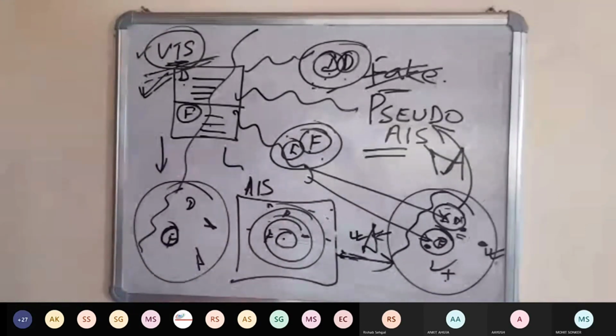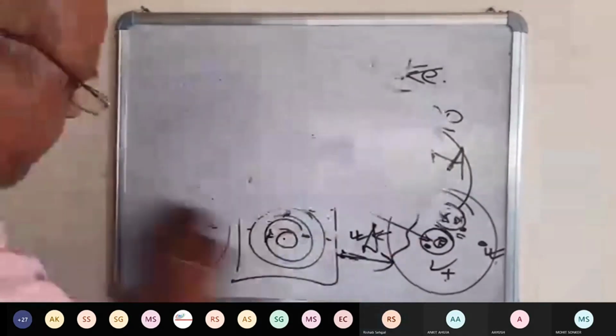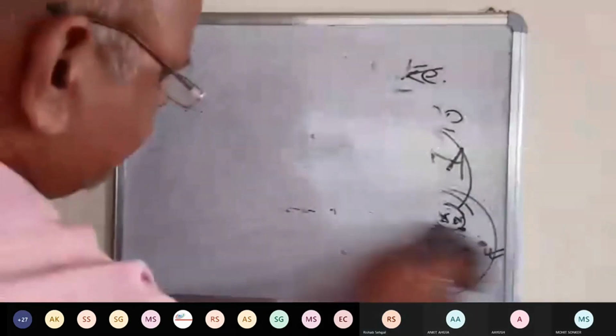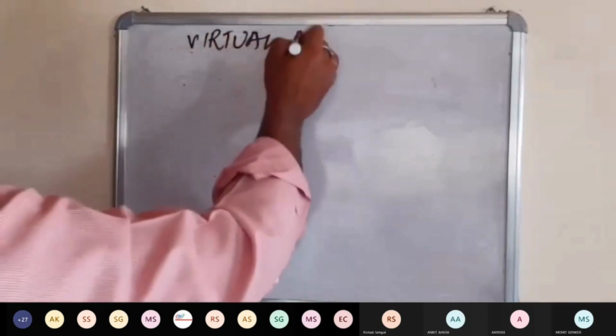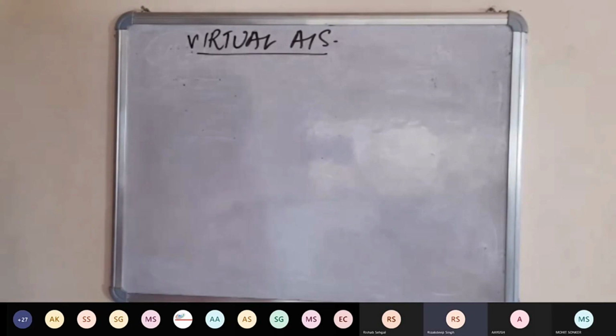Did I answer your question? Yes sir. Okay. So we know now what is pseudo AIS. Next comes something like virtual AIS. I suppose you are all aware of this.